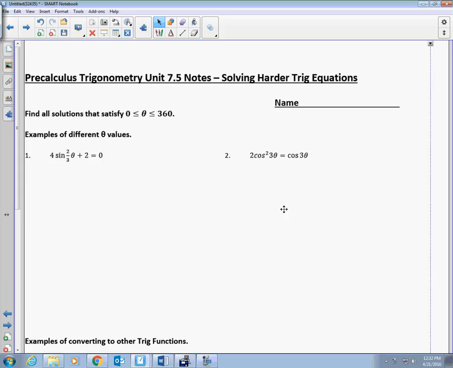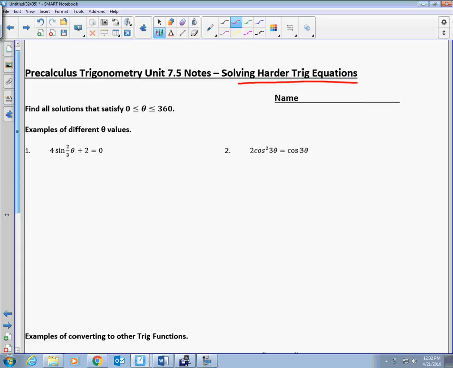We pick them up right here. Examples of different theta values. So we're going to be solving harder trig equations today. And we start with 4 sine of 2/3 theta plus 2 is equal to 0. What do you think I do first?